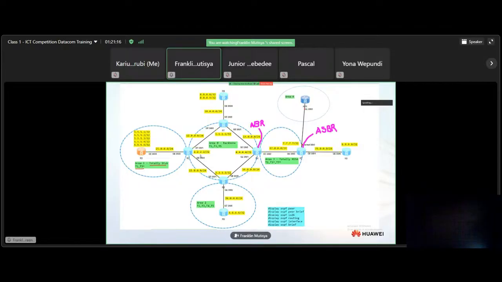In the backbone, we have type 1, type 3, type 5. I want to ask a question. You can see here, I've just indicated type 1, type 3, and type 5 in the backbone area. So this one applies to which type of network? We have two answers. A, broadcast. B, point to point.